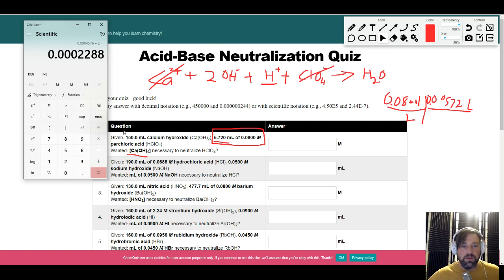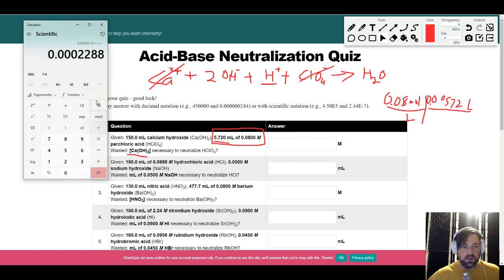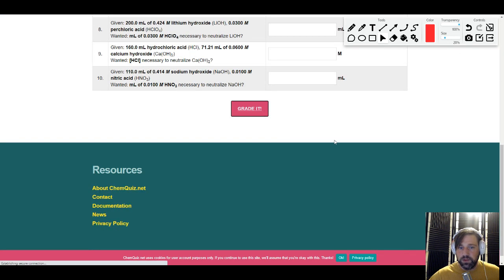Then we need to figure out the concentration. We have moles, and now we have milliliters. We need moles over liters, so let's change that to liters. That's going to be 0.15 liters. Take this and divide it by 0.15. Boop. And here is our concentration. So I'm going to move it over to the other screen so I can type as well. 0.00152 5. That should be enough. All right. And let's see if I was right. Grade it.